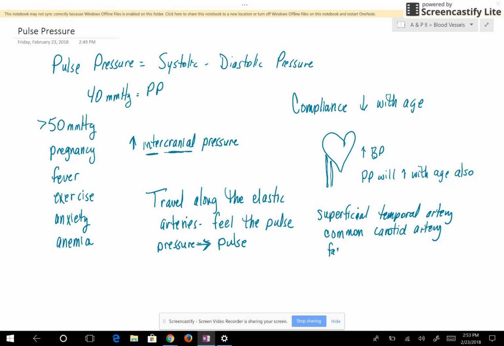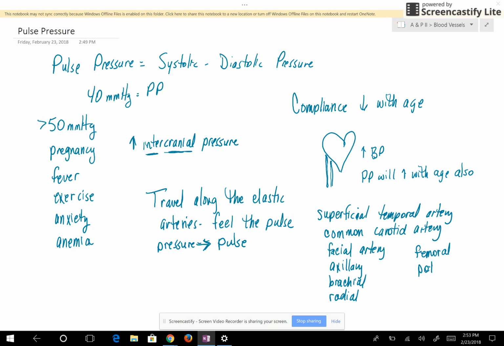The facial artery. The facial artery is along the mandible. The axillary artery. This would be in the armpit. The brachial artery. This would be in the elbow. The radial artery is going to be in the wrist. The femoral artery, that would be in the hip.